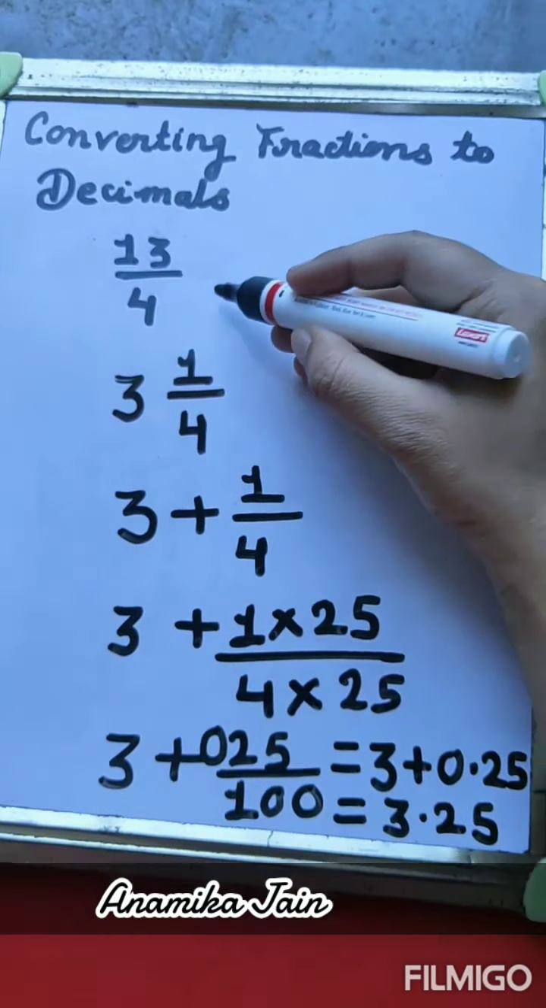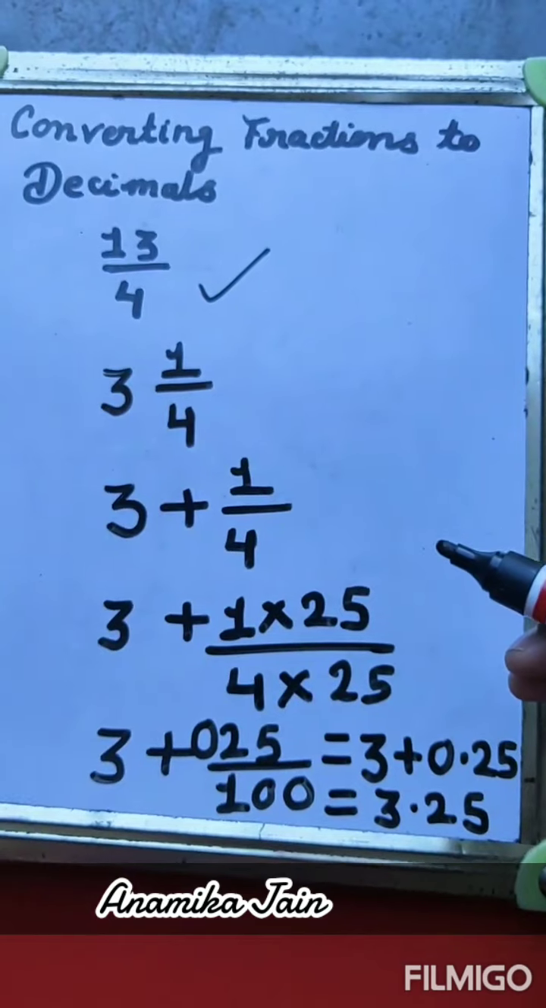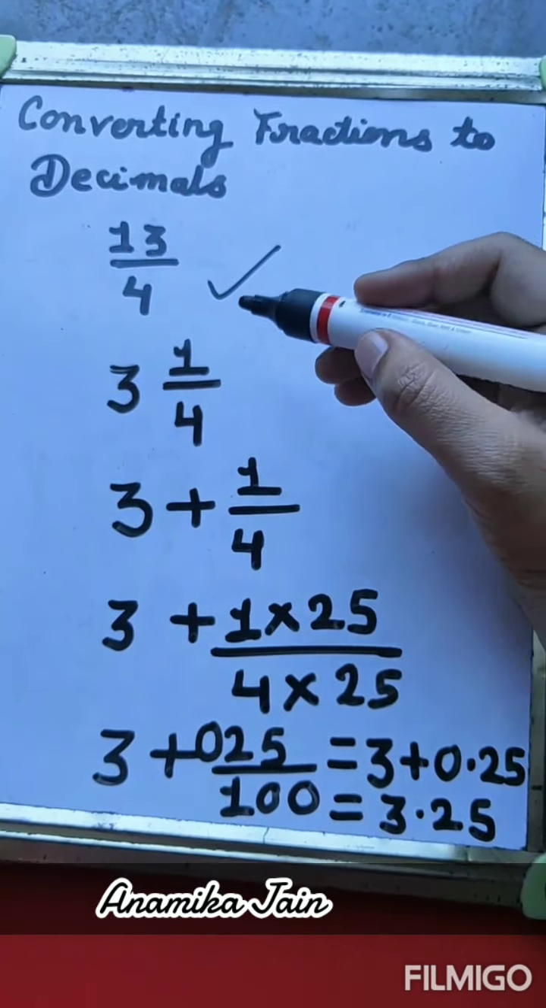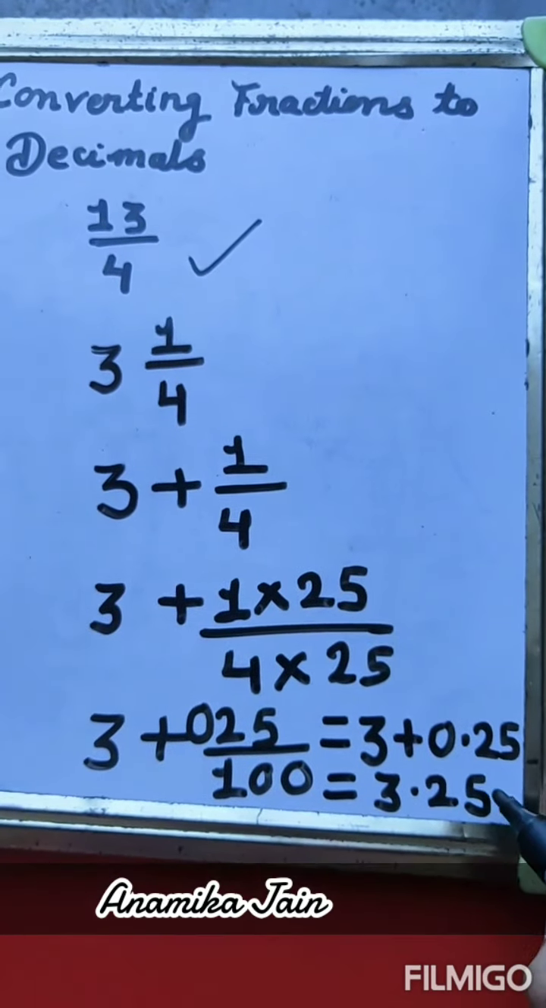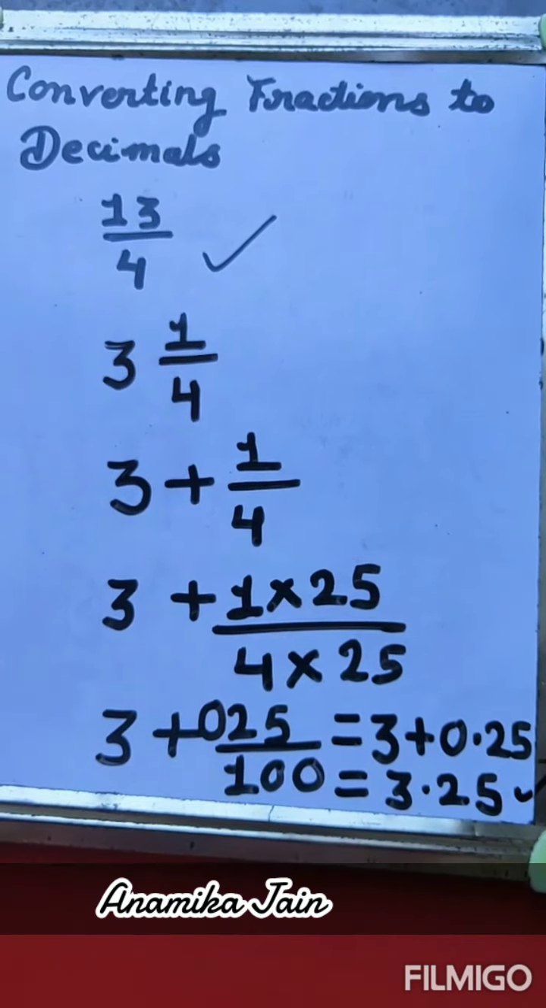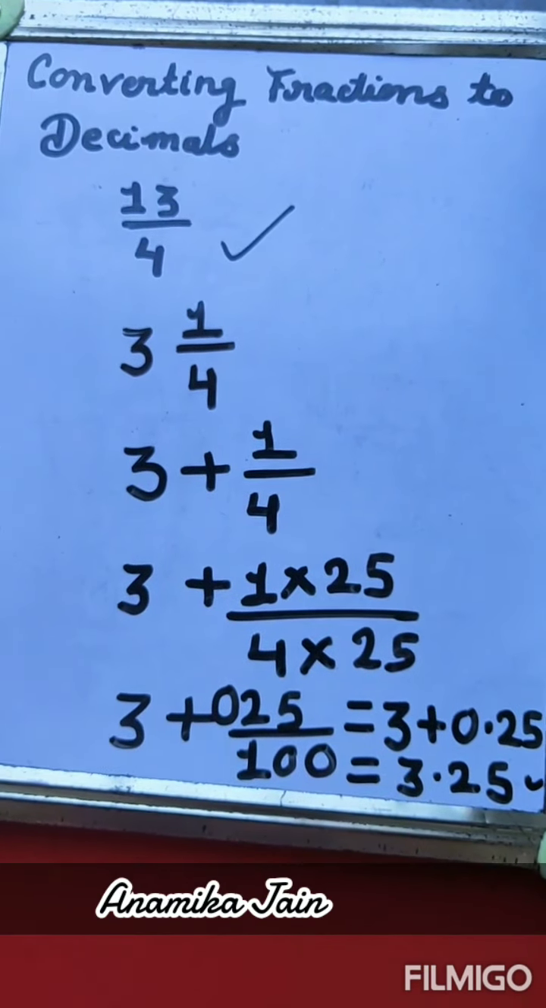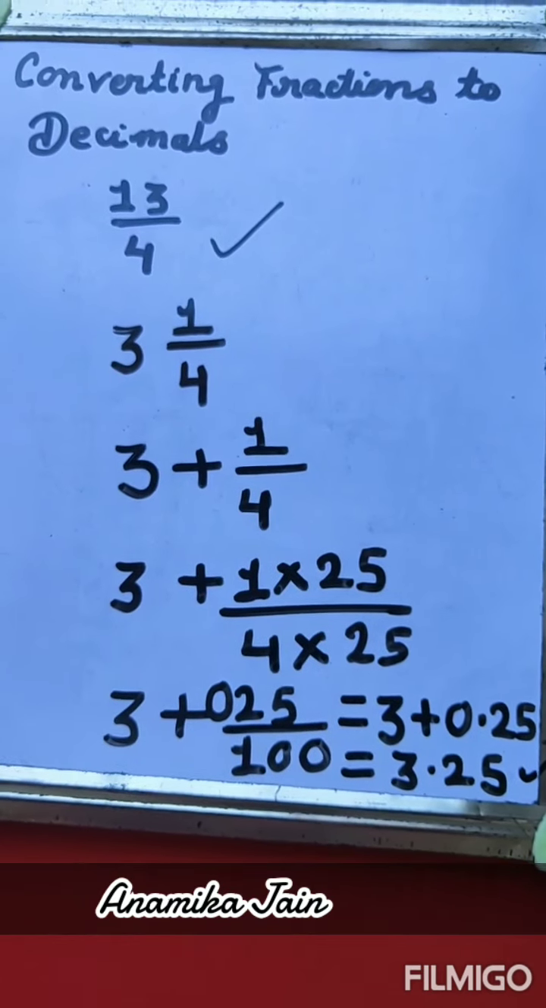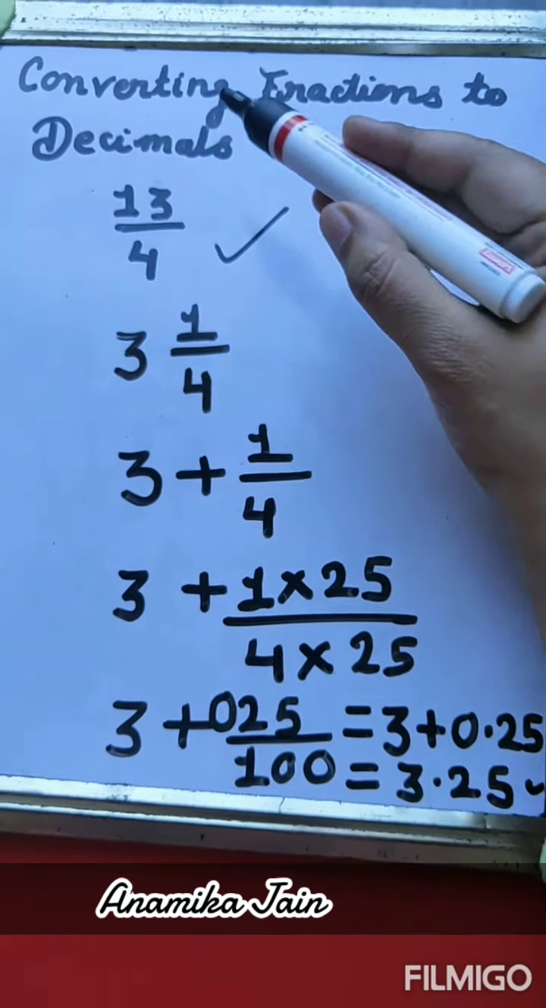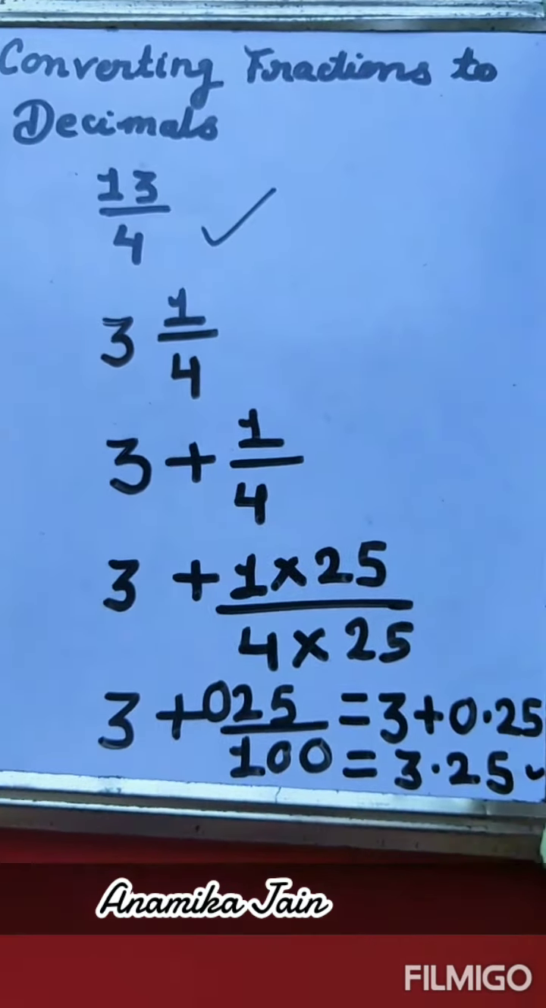Now we have seen how to convert a mixed fraction and how to convert an improper fraction into decimal form. We have seen all the examples and we will continue our class tomorrow and see how to convert decimals into fractions.